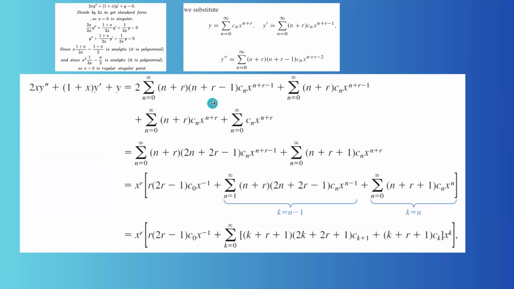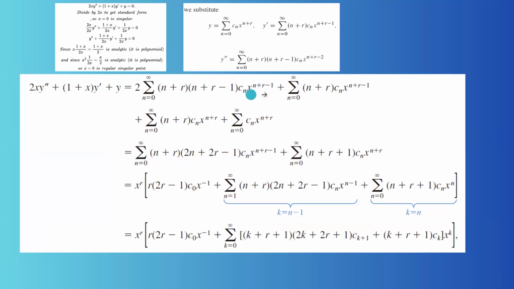Now, take a look at the first power series. The first power series is 2 times the summation of (n plus r) (n plus r minus 1) C_n x to the power n plus r minus 2... starting at 0, the power is n plus r minus 1. The second power series is the summation of (n plus r) C_n x to the power n plus r minus 1, again starting at 0. The third power series, remember, we distribute this into the parentheses. That's how you end up with 4 power series. This one is the summation, n starts at 0 to infinity, of (n plus r) C_n x to the power n plus r.